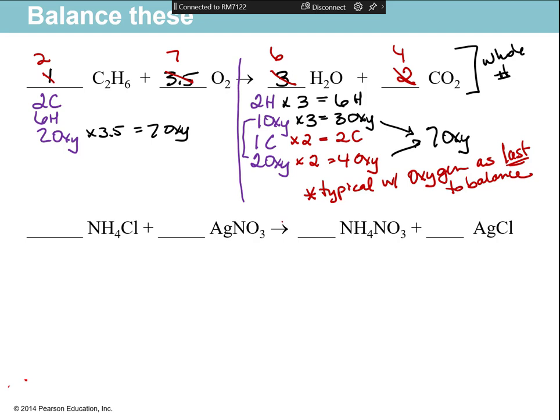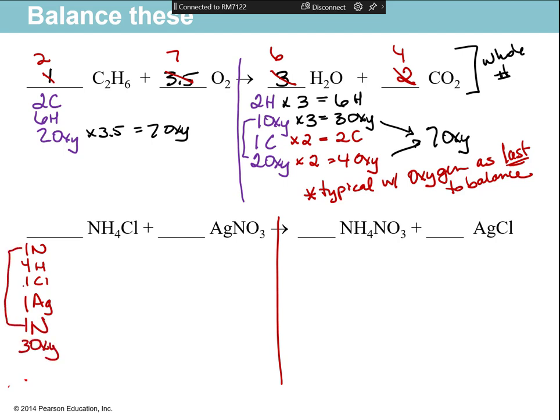Sometimes when you look at problems like this one, NH4Cl plus AgNO3 makes NH4NO3 plus AgCl, you look at this and you're like, ooh, there's an awful lot of atoms in this. Don't let that bother you. Just go through and list them individually. So remember, this whole molecule, I have 1 nitrogen, 4 hydrogens, 1 chlorine. I also have 1 silver, 1 Ag, 1 N, and then 3 oxygens.